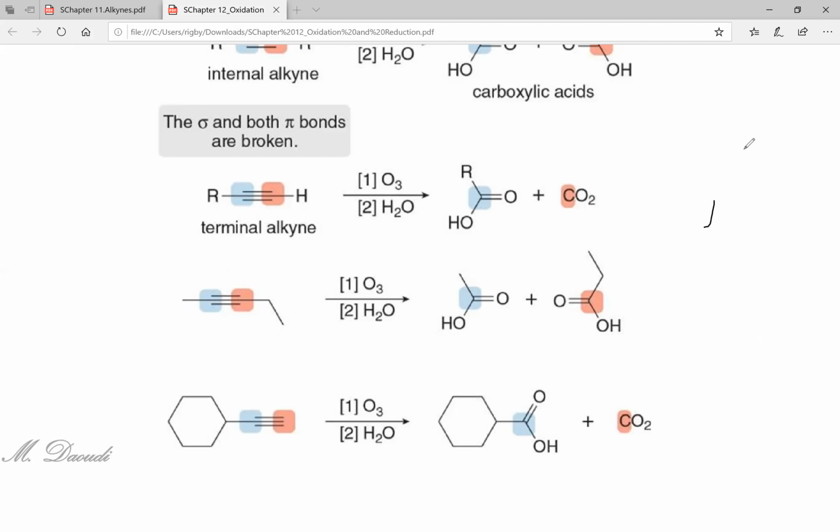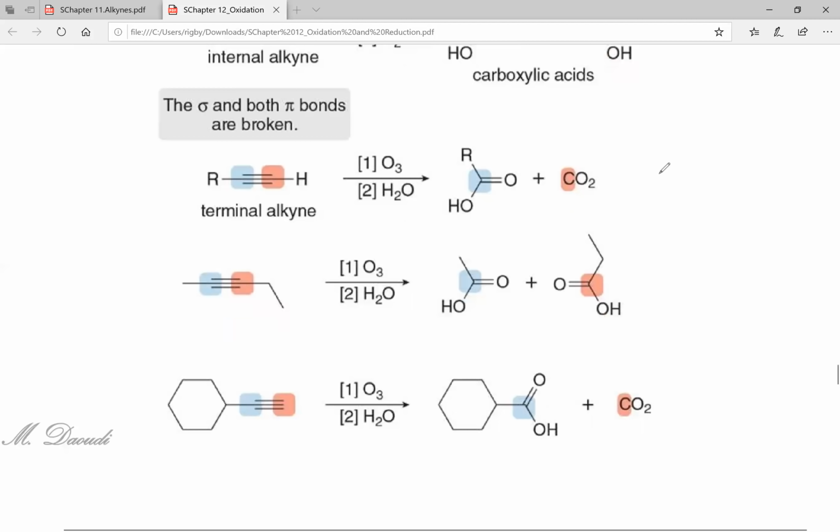Also something to note is if we have a terminal alkyne, we're going to end up with CO2 instead. And this has to do with the fact that when we do this reaction, we end up with a C double bond O, an OH here, and an H right here. This is pretty unstable. So what's generally going to happen is these two hydrogens are going to pair up, and then this is going to become a double bond, and this is going to be CO2.